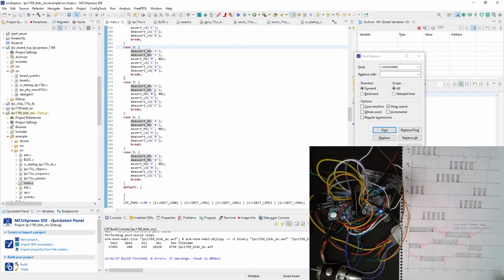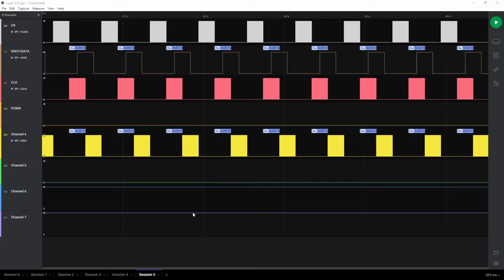And similarly, I've done it for the next commutation. The next commutation is figuring out what combinations we want to use. Now, the commutation will be based on the analog to digital converter sensing the zero crossing, and accordingly we'll trigger that commutation. But as of now, I have not implemented this part of the code yet. I've only implemented this part, and I'll just show you what we have so far. So this is my logic analyzer, and I've triggered this code.